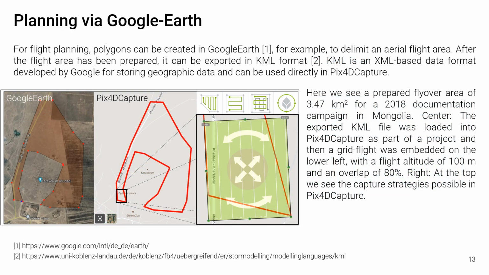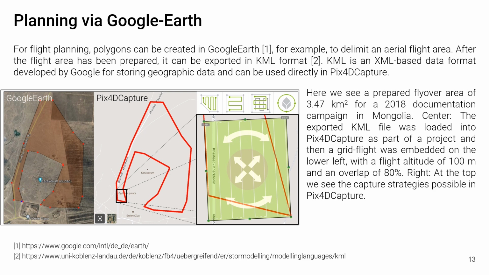For flight planning, polygons can be created in Google Earth, for example, to delimit an aerial flight area. The polygon can be colored and can be used as a basis for documentation later. After the flight area has been prepared, it can be exported in KML format. KML is an XML-based data format developed by Google for storing geographic data and can be used directly in Pix4D Capture.